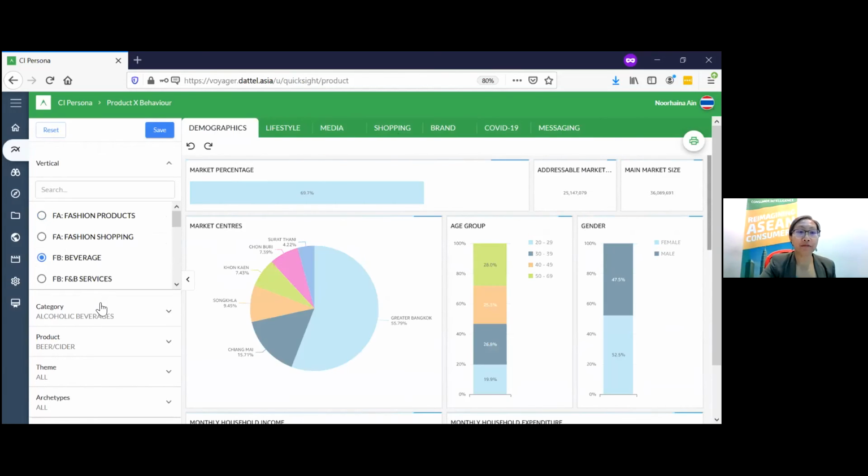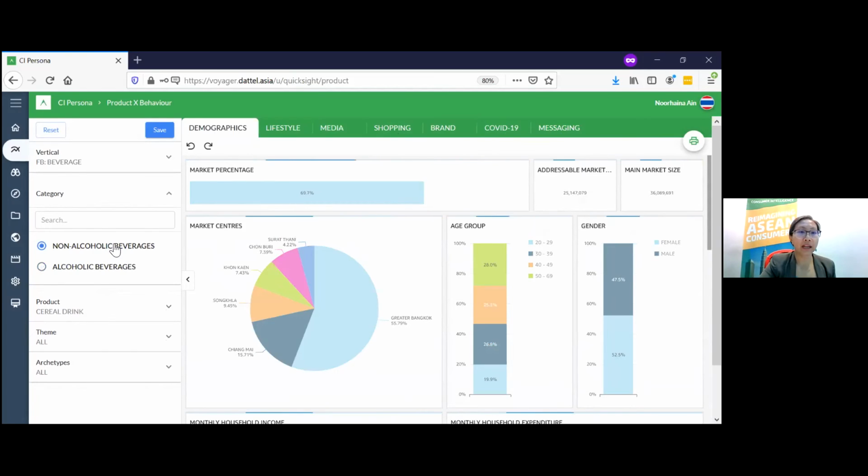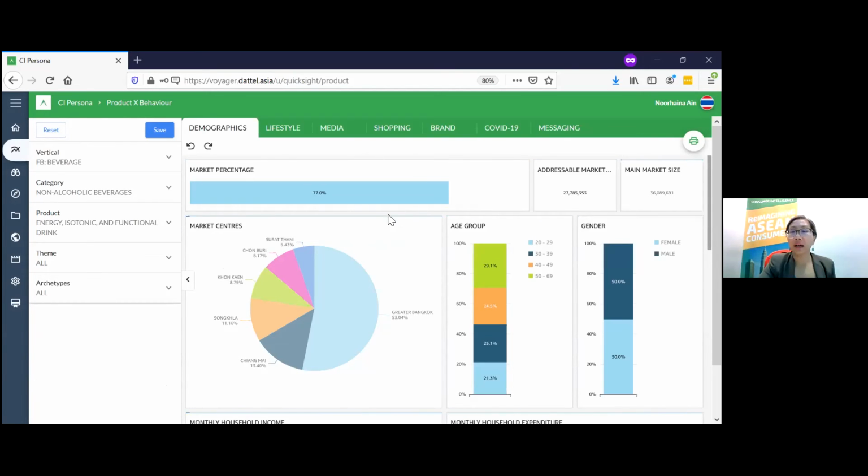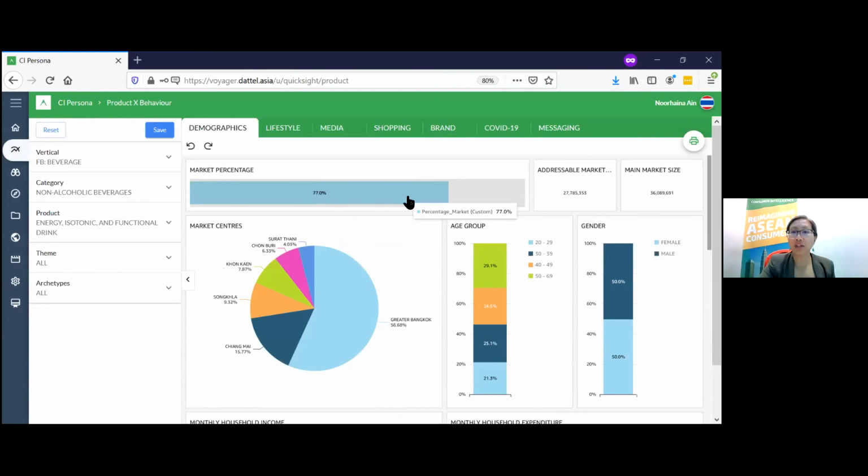As I mentioned, we're talking about a functional drink. So I'm going to choose under FMB beverages, non-alcoholic beverage, and then under that, I'm going to scroll down and go for energy, isotonic, and functional drink. Once I've made that selection, can you see my screen? You can see that the market percentage now is 77%. 77% of the main consumer market size of 36 million consumers overall in Thailand, ages 20 to 69. The main market size refers to the Thailand consumer population overall, regardless of whether or not they consume energy, isotonic, and functional drinks. But those who do consume them are 77% of the main market size.